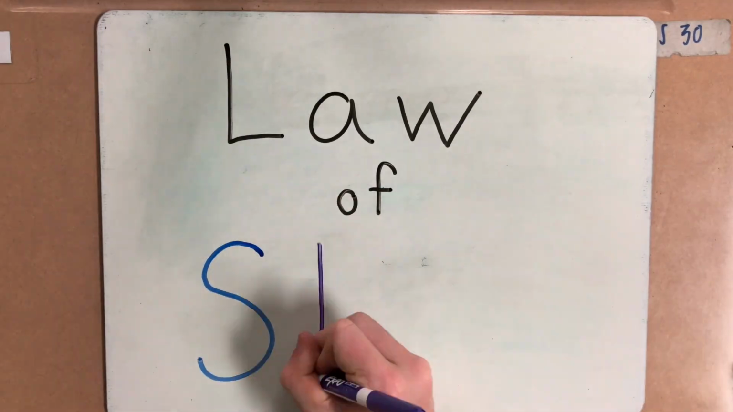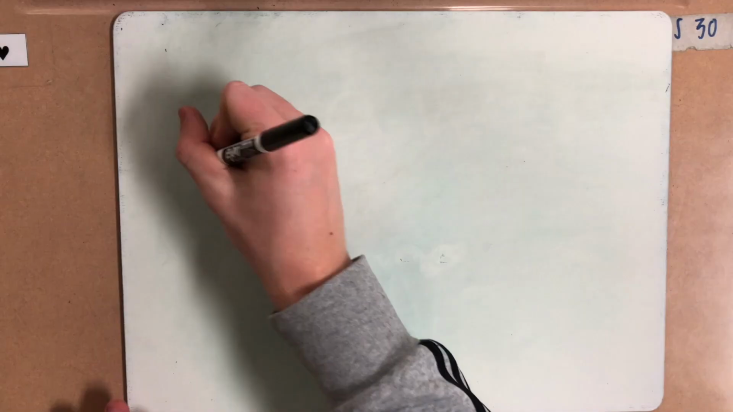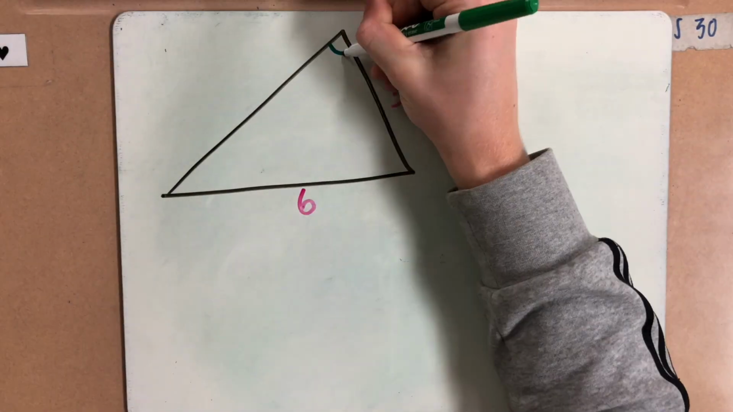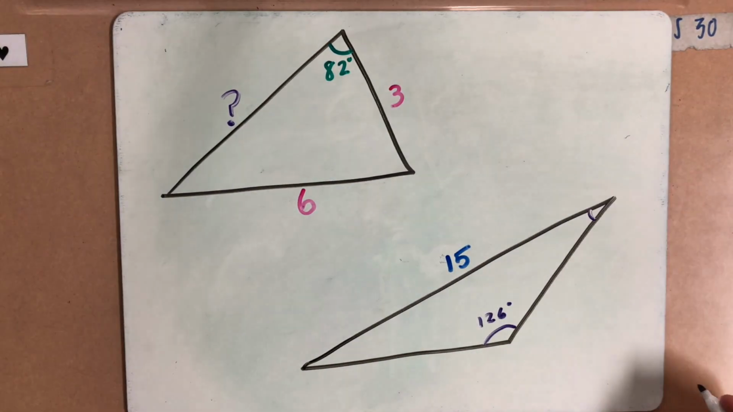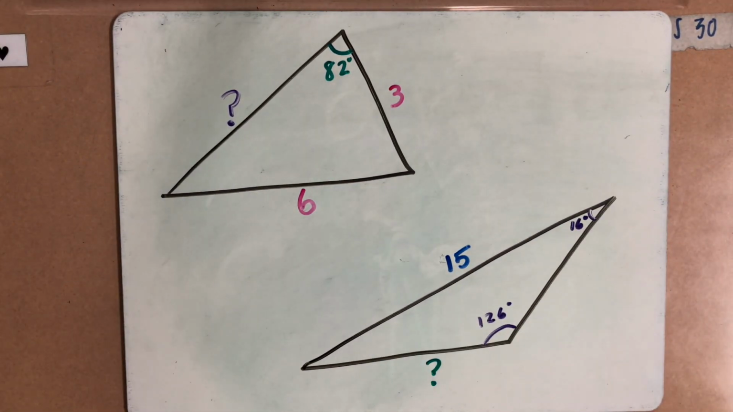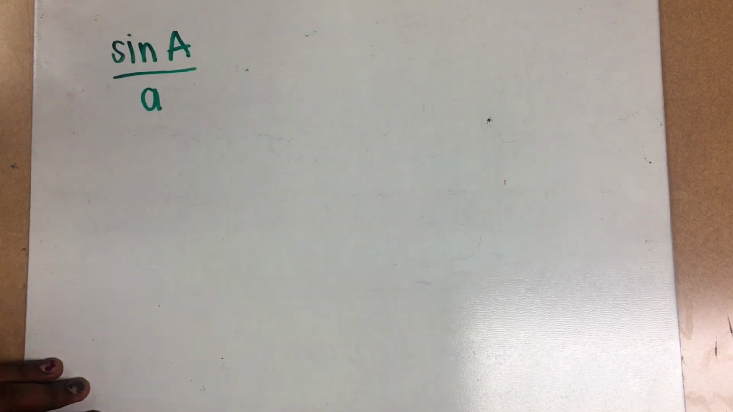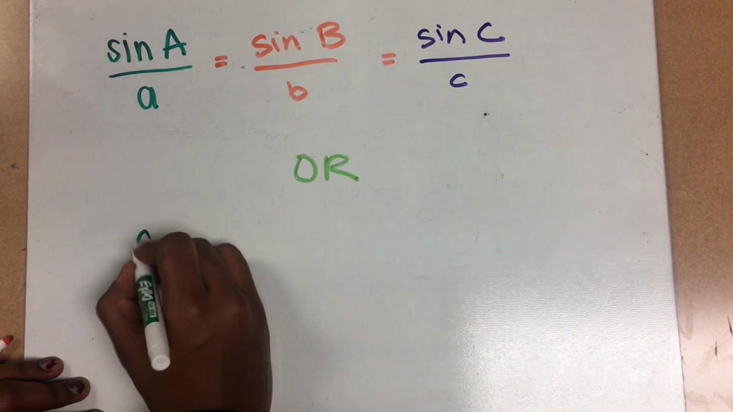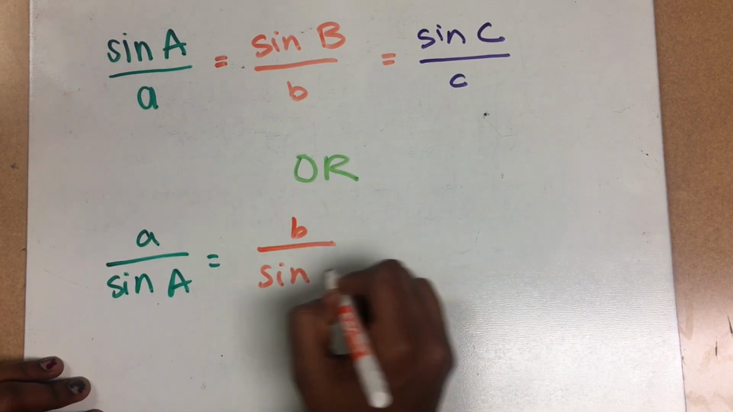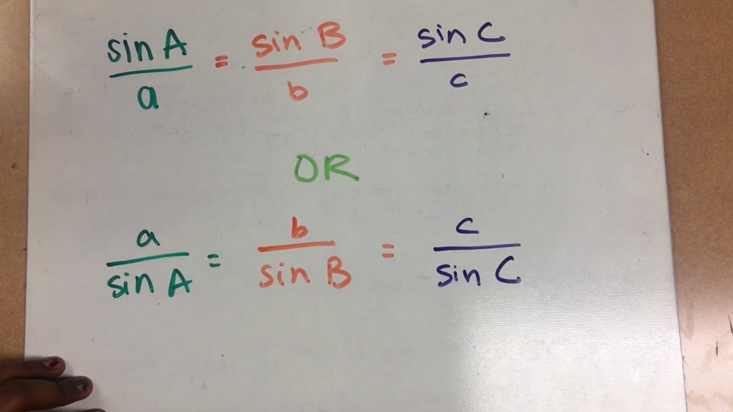Today we are going to be learning about the law of sines. The law of sines works for finding any side or angle measure of a triangle given you have two sides and an angle or two angles and a side. The formula for the law of sines is sine A over A equals sine B over B equals sine C over C. Or you could also write it as A over sine A equals B over sine B equals C over sine C.